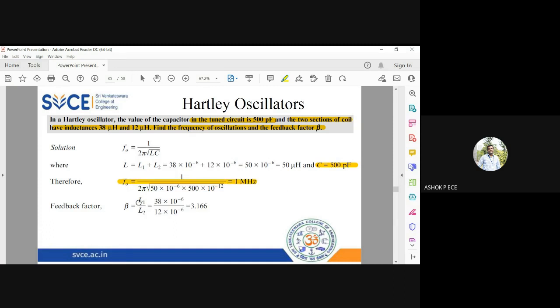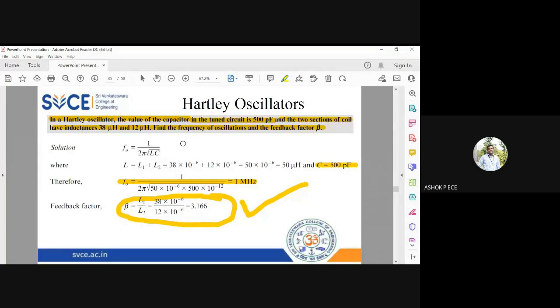Beta, you know, it is L1 by L2. So L1 is 38 microhenry and L2 is 12 microhenry. So the beta value is 3.166. Okay, beta value is going to be the feedback factor. It is 3.166.